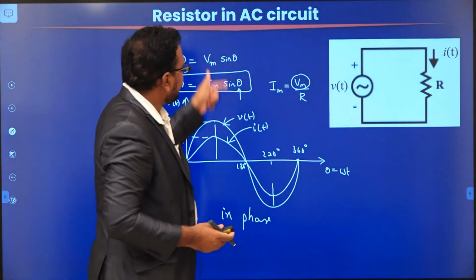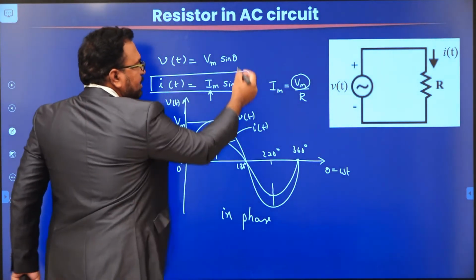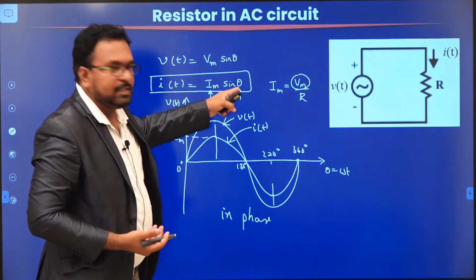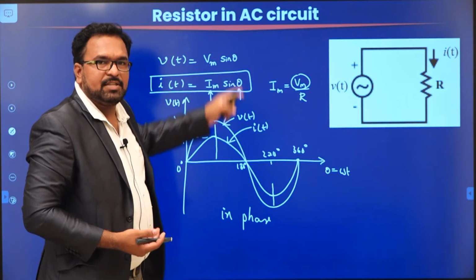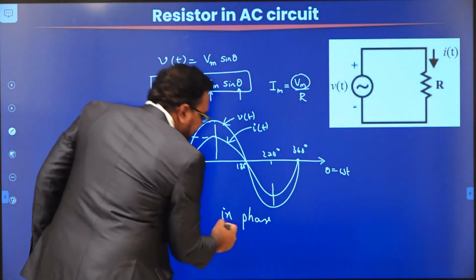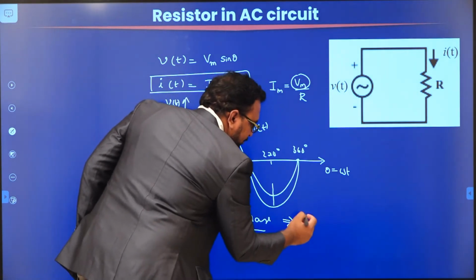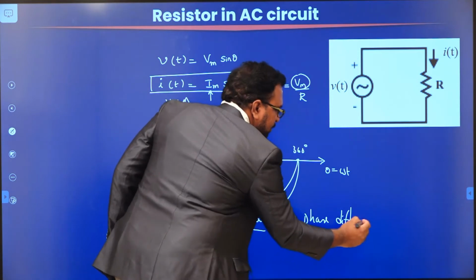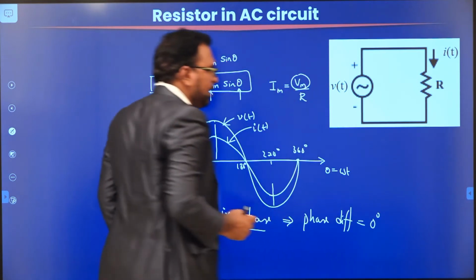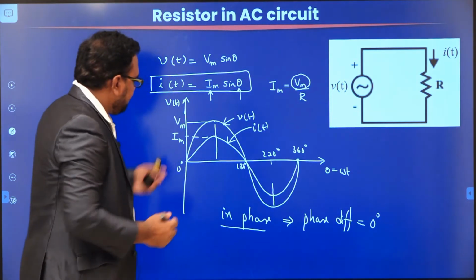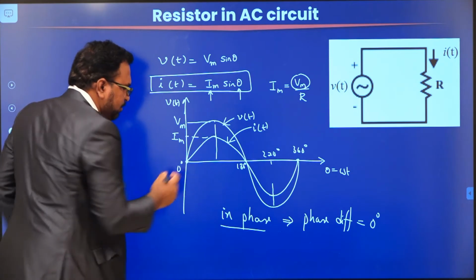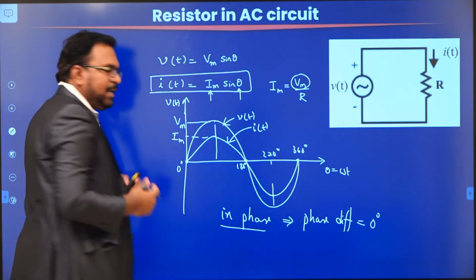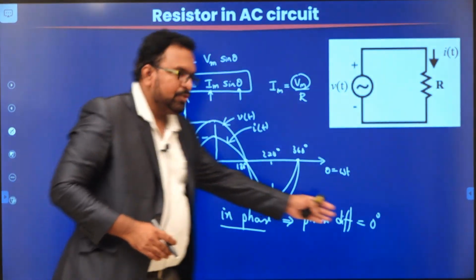So what is the phase difference? Is there any phase difference here? There is no phase difference. Here it is also theta, here it is also theta. That means the phase difference is 0 degrees. In phase means the phase difference between the two quantities is always 0 degrees. The voltage and current both start at 0 degrees. So what is the phase difference? 0. If you consider any point, the phase difference is always 0 degrees.